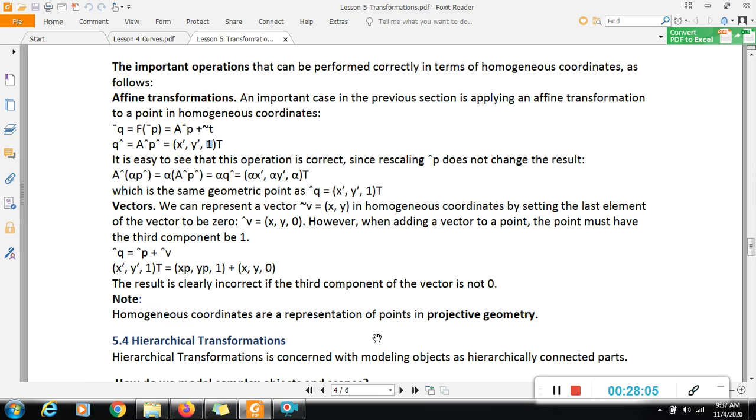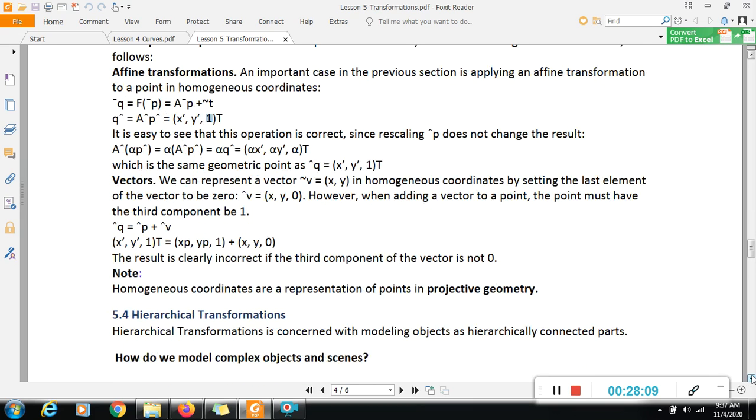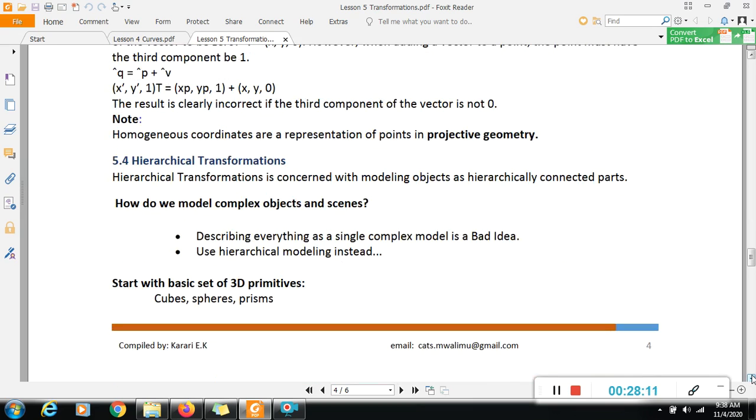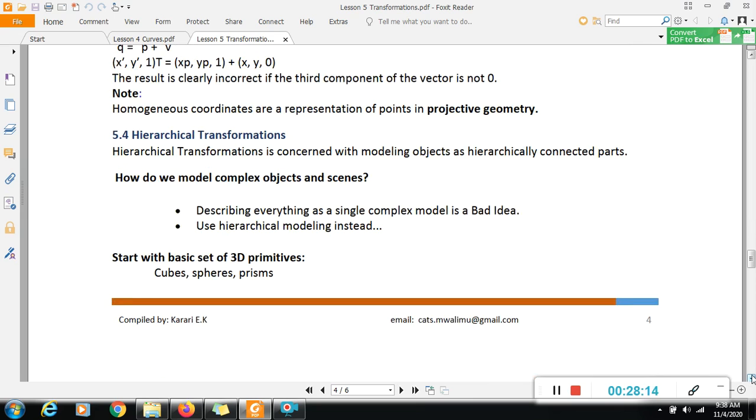Note, homogeneous coordinates are a representation of points in projective geometry. Now, hierarchical transformations, on the other hand, are concerned with modeling objects as hierarchically connected parts. How do we model complex objects and scenes? We describe everything as a single complex model.